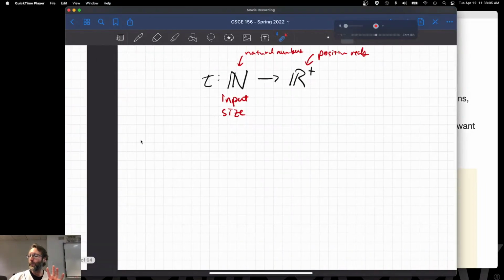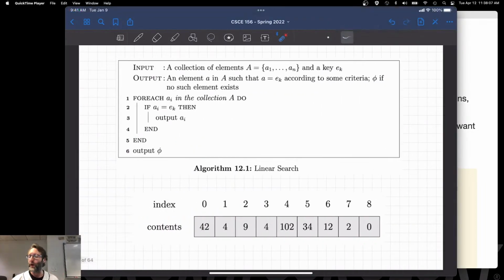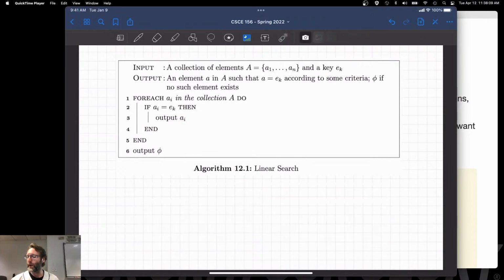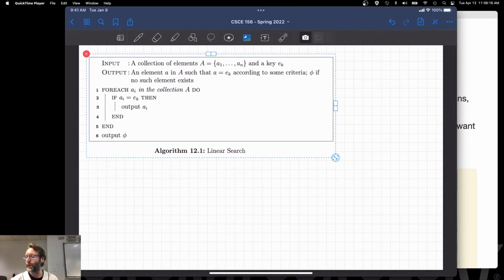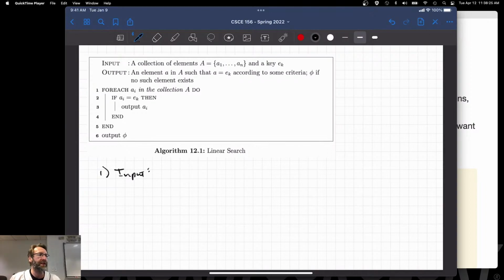Let's do it for our linear search algorithm right here. Before we do that, let me go ahead and get rid of that so that I've got some more room. And yeah, I'll put it over there. Okay. So step 1, what is our input? And again, should it be the key or should it be the collection? Probably the collection. Step 2, what's the input size?